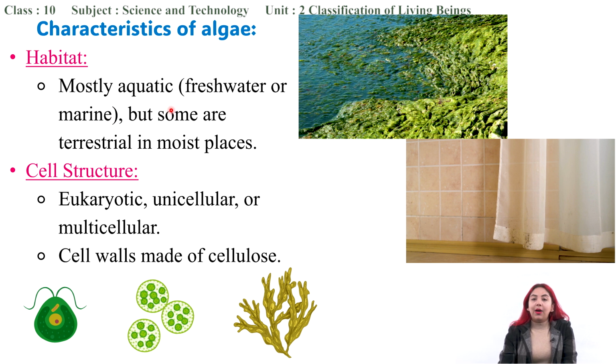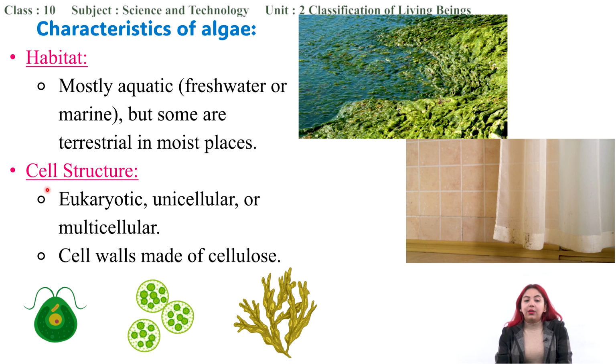And some of them are also terrestrial, which are found in moist places. As you can see here, this bathroom was not cleaned properly, so due to the dampness, you can see some algae growth around here as well. So most of the algae are aquatic, but some of them are also terrestrial and can grow in moist places.